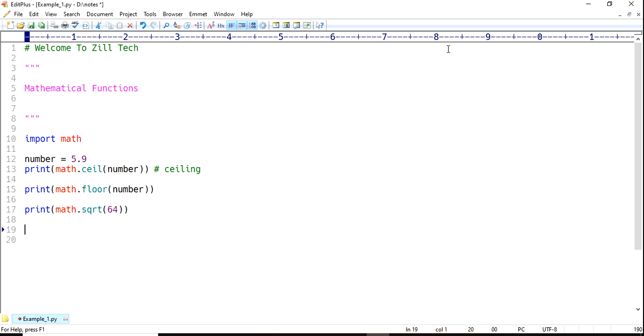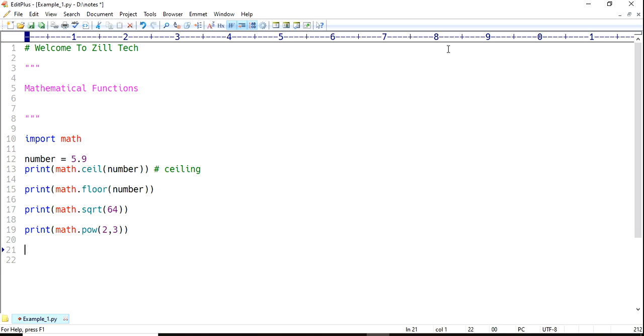Next, we have one more function, power. If I want to find anything to the power of something, the power function is used to raise the number x to the power of y. If I go with 2 comma 3, 2 power 3 is 8. In Python we already have the exponent operator, so you can use that operator, but you can use functions also.